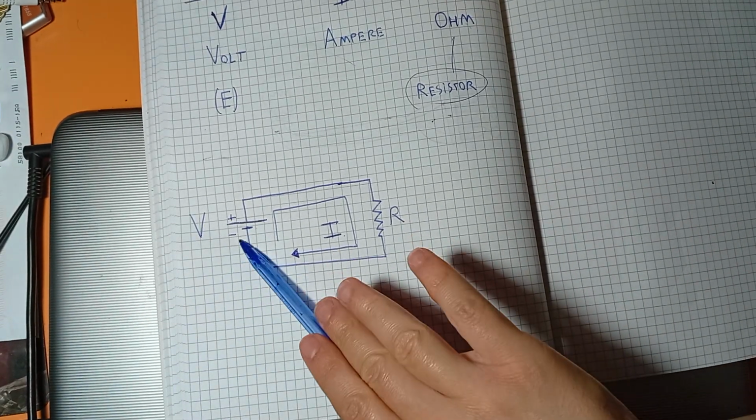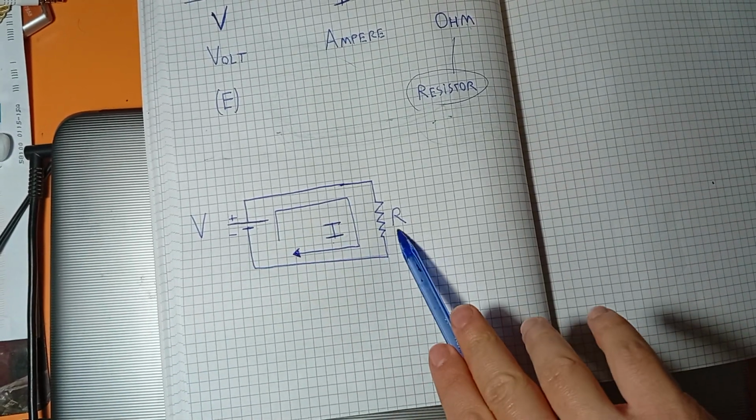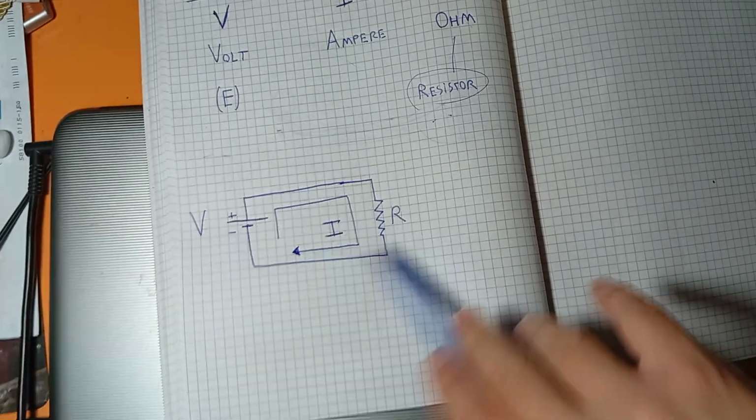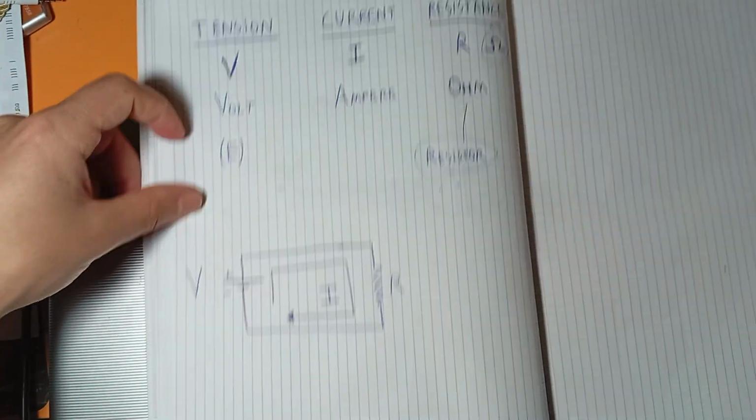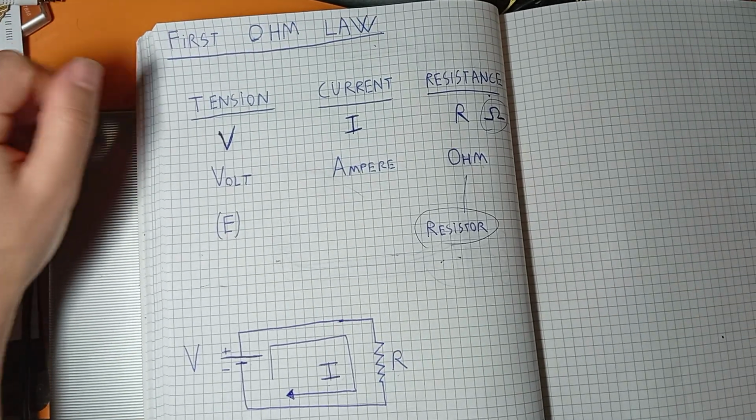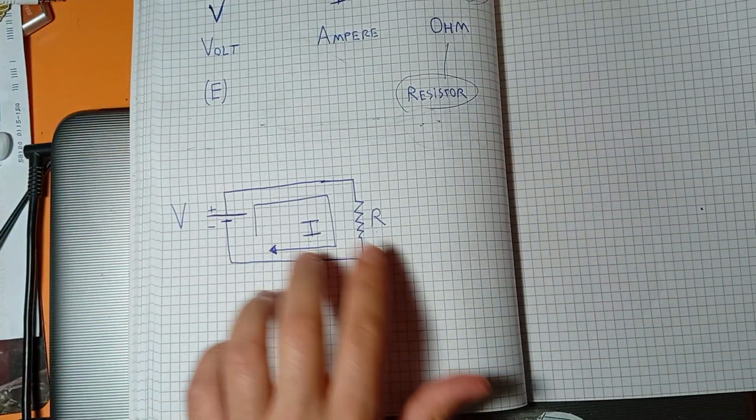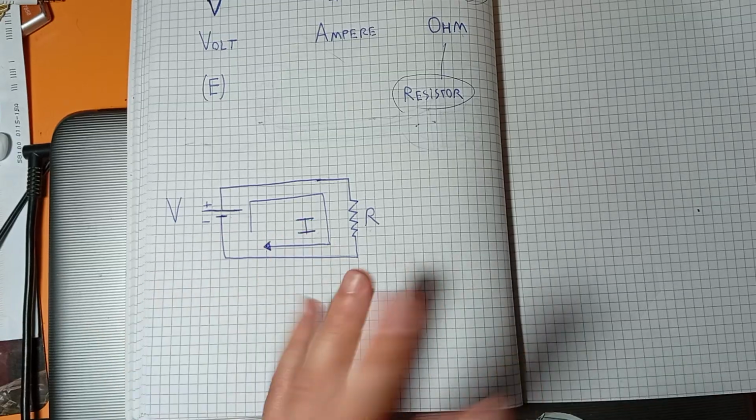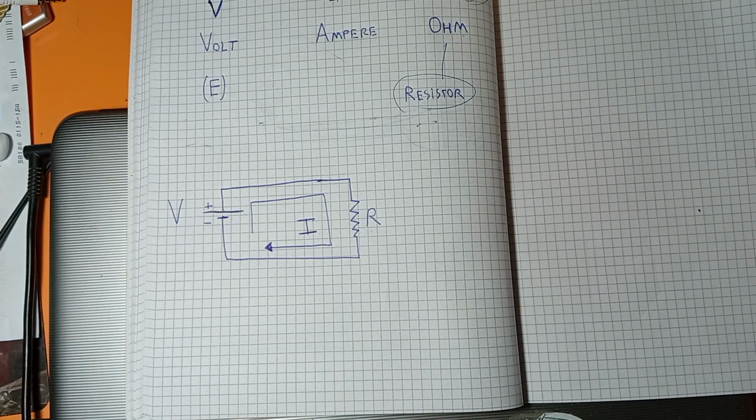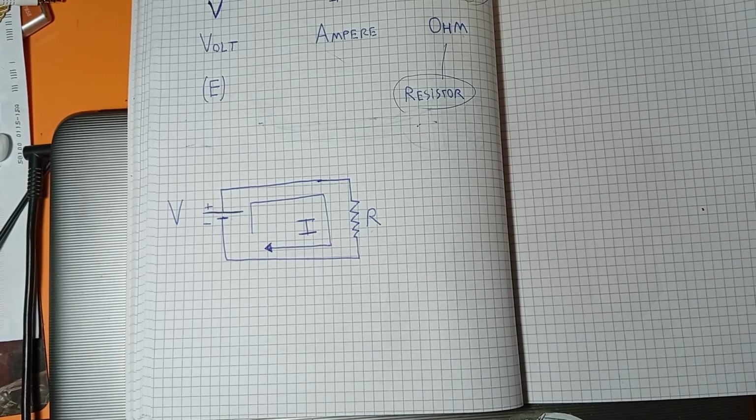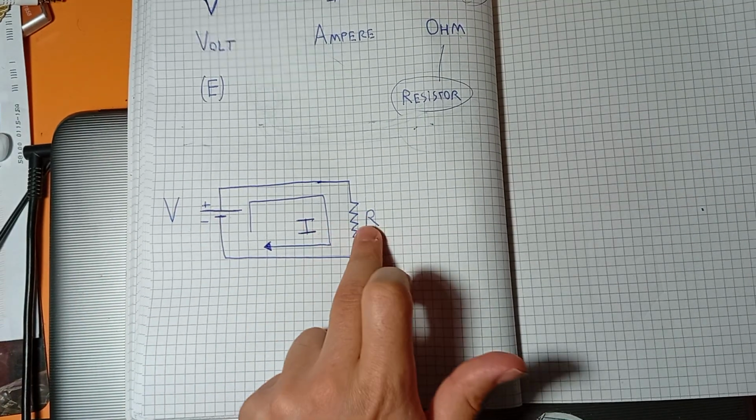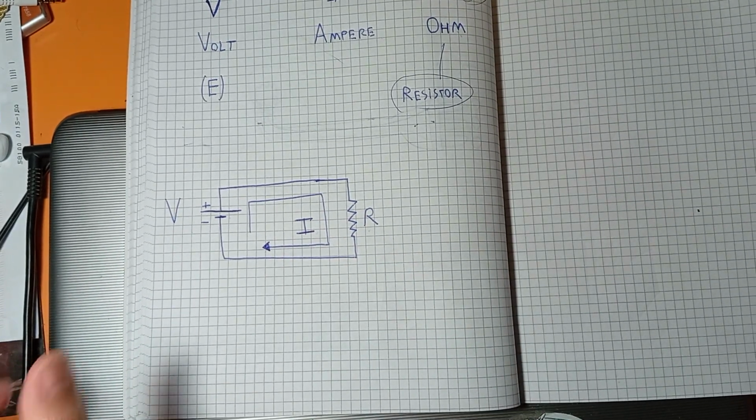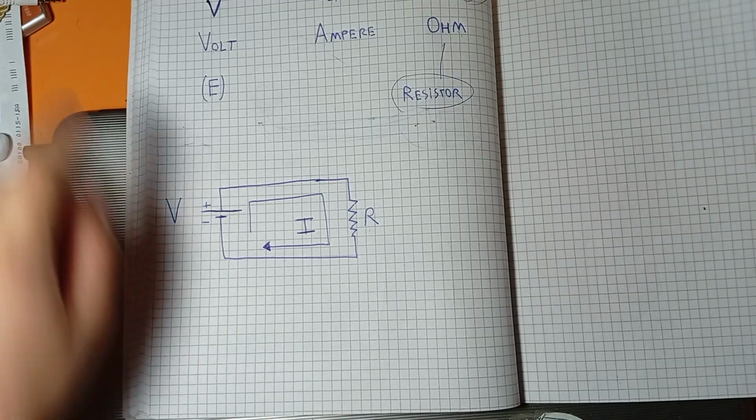So we have the generator, the current, and the resistor. The first Ohm law allows us, if we know, maybe imagine you know two of these things but you don't know the third one, the first Ohm law allows you to find the missing third one if you know two of these things. Okay, this is what the first Ohm law allows you.